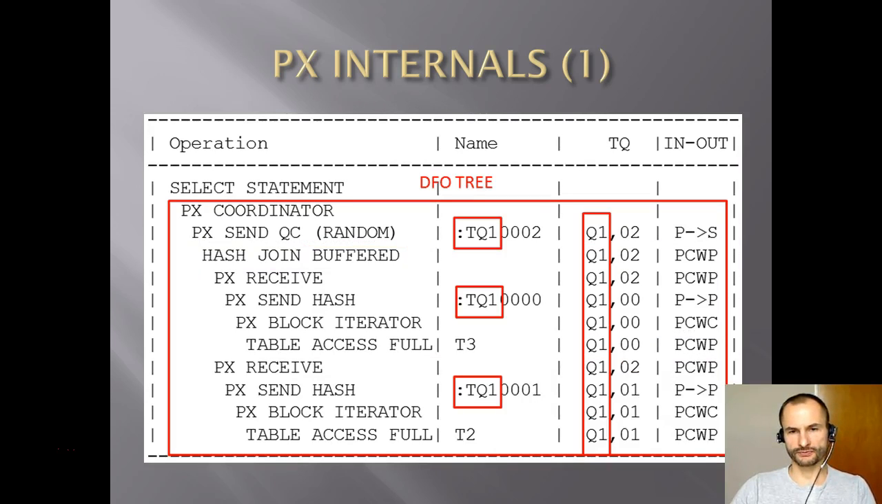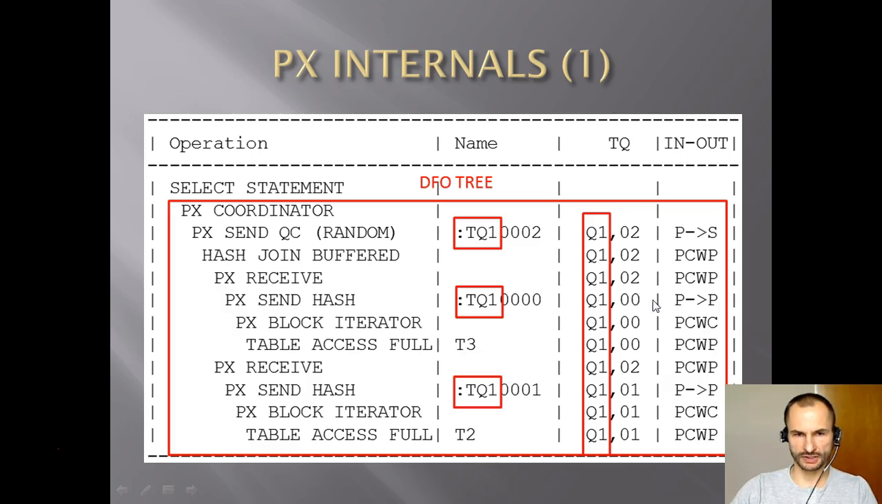Now let's first focus on this DFO tree thing. So how does this DFO tree, this term, what does it mean? What does it stand for? So a DFO tree, as I said, basically is the tree that represents these multiple child and parent data flow operations.